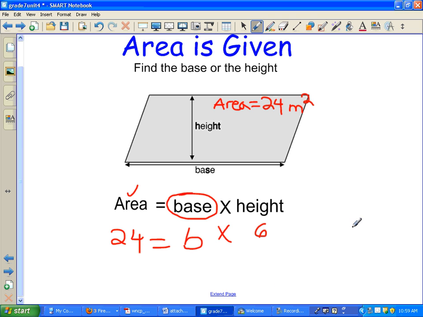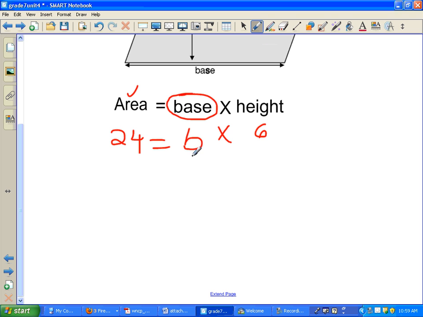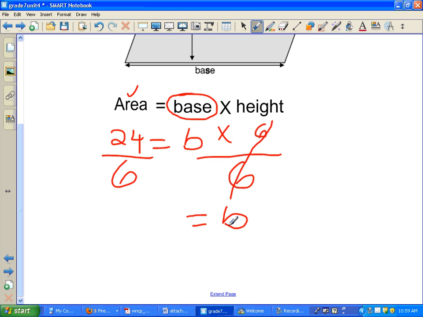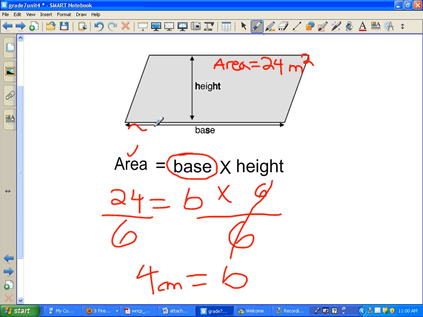Now, what do we want all by itself? Well, we want the base. So all I'm going to do is divide this whole thing by 6, and that will cancel out that. And I'm going to divide this by 6. So I'll be left with base on this side. 24 divided by 6 is 4. So the answer is 4 centimeters. And it's not squared because we're only talking about the length. We're not talking about all this area inside, which is 2 dimensions.